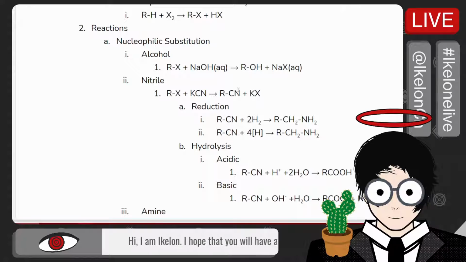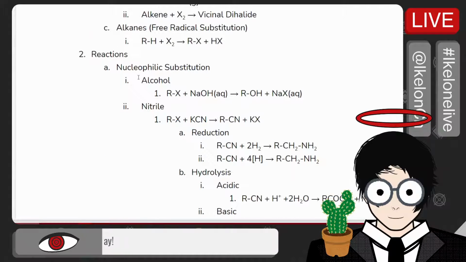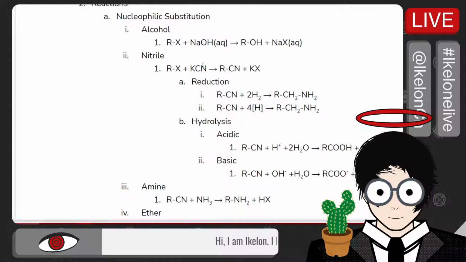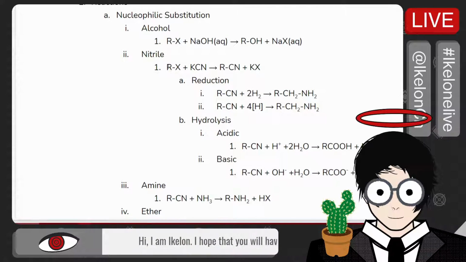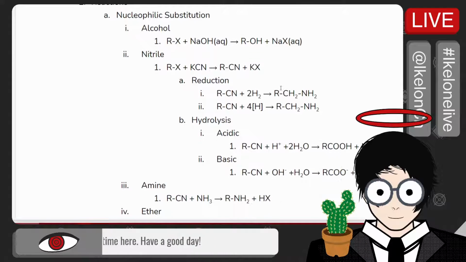Okay, so I guess I'll quickly go through this. So in summary, it can go through nucleophilic substitution reaction or elimination reaction. For nucleophilic substitution reaction, it can become an alcohol, a nitrile, an amine, or an ether. So for alcohol, this is the equation. For nitrile, this is the equation. But the thing is, for nitrile, when it becomes the RCN compound, it can undergo reduction in two ways, or it can undergo hydrolysis in two ways.